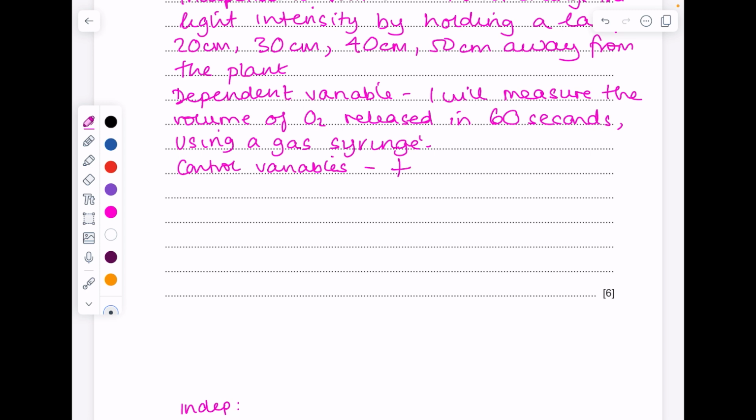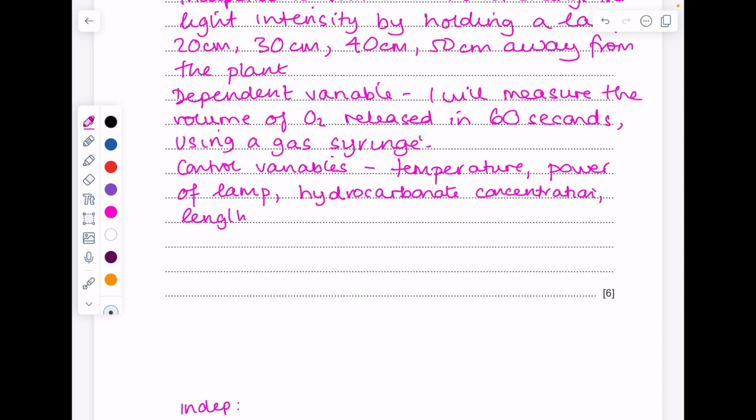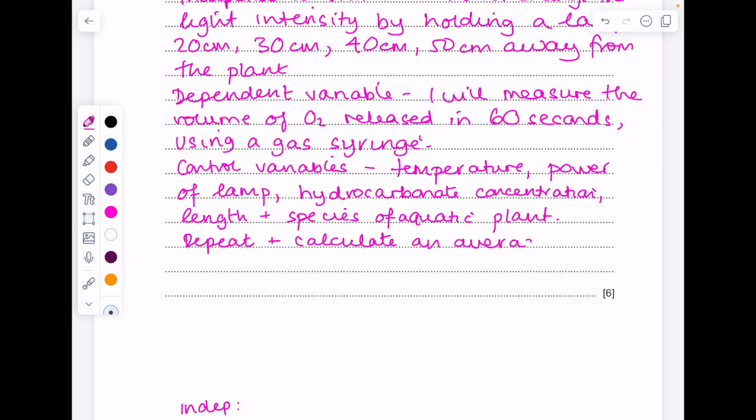I like to state at least 3, if not more. So I need to keep the temperature the same, the power of the lamp, so that would be the wattage of the bulb, the hydrogen carbonate concentration, because after all that's going to be our carbon dioxide supply and the plant needs CO2 for photosynthesis, the length of the aquatic plant and the species of the aquatic plant obviously need to be kept the same. And then lastly, I'm going to repeat and calculate an average. And by going through these steps in order, I'm going to guarantee myself those 6 marks.